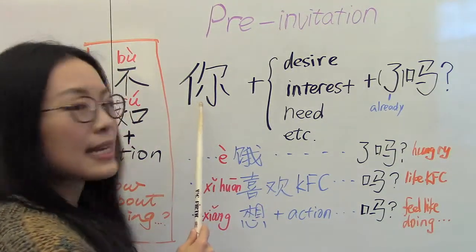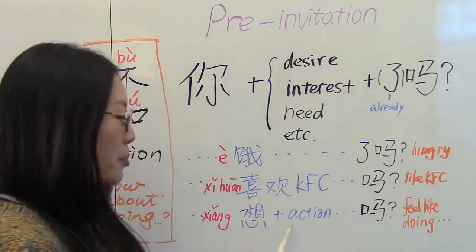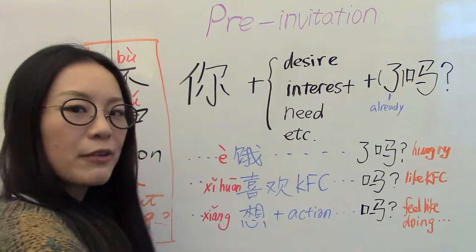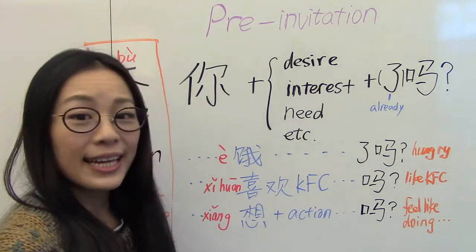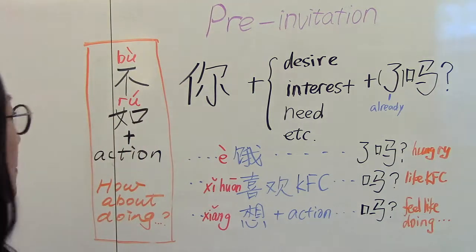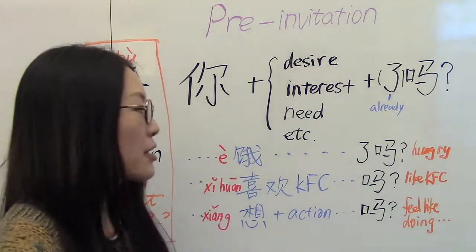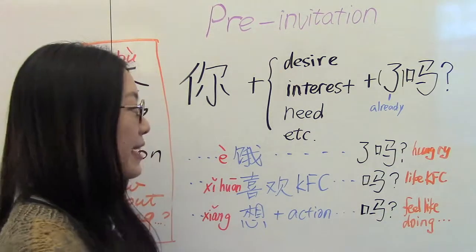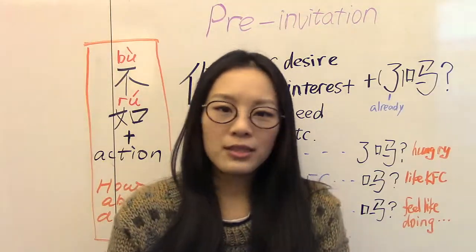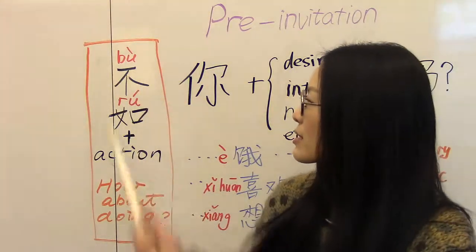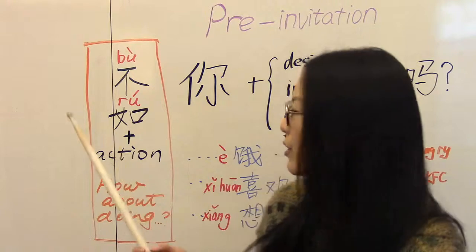And also you can say 你想 plus action. So here is 你想吃 KFC 吗, do you feel like having some KFC? So by using those patterns, you're basically attending to the other person's interest, desire, and need. Well, if you get a positive answer, then you can go ahead and use this pattern here. So this is the invitation itself.